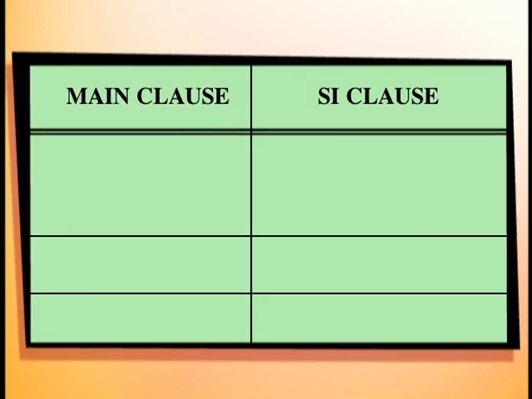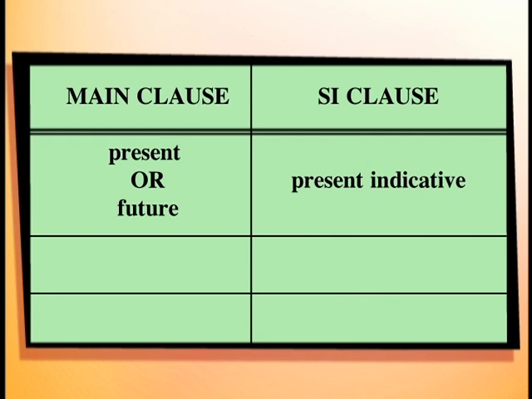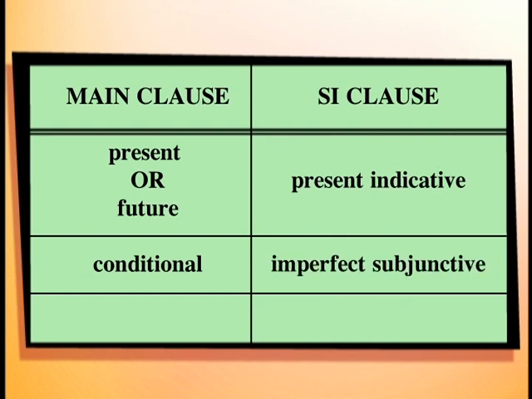A quick review before we move on to today's activity. If the main clause is in the present or future, the si clause takes the present indicative. If the main clause is in the conditional, the si clause takes the imperfect subjunctive. And if the main clause is in the conditional perfect, you guessed it, the si clause takes the pluperfect subjunctive.